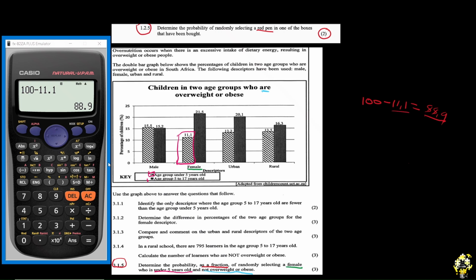11.1 are overweight. So how do we put it in fraction form as they have requested? First, this is what is favorable or possible: 88.9 who are not overweight, over a total. The total is whereby you are combining those who are overweight and those who are not overweight, and by now we know that it's 100. Now let's go to our calculator and see what it has to say about this fraction.